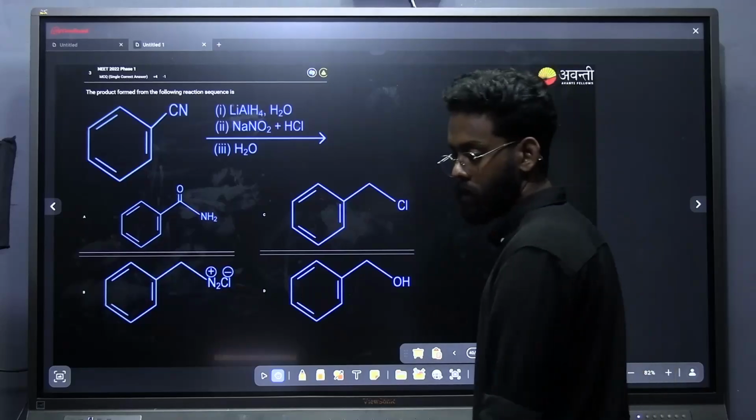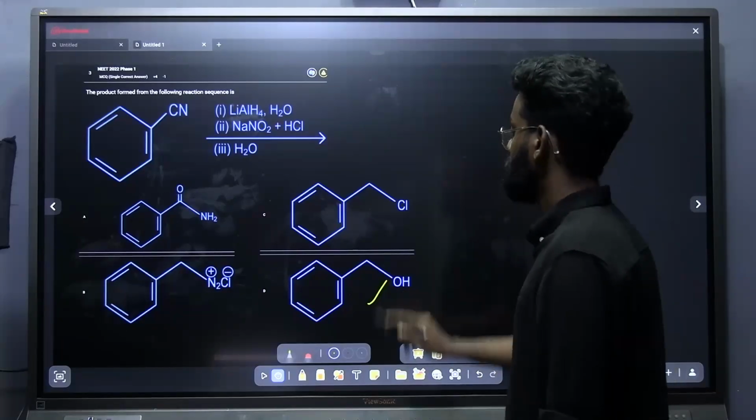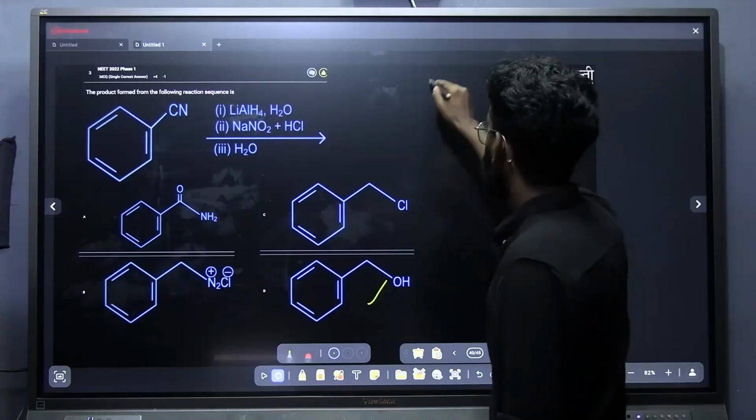What is the answer? Anybody got the answer? Option D. Yes, very good. Option D is the correct one. Okay, how can we solve this?